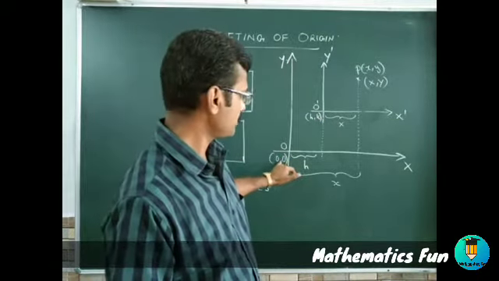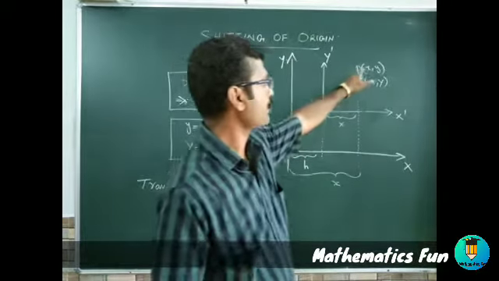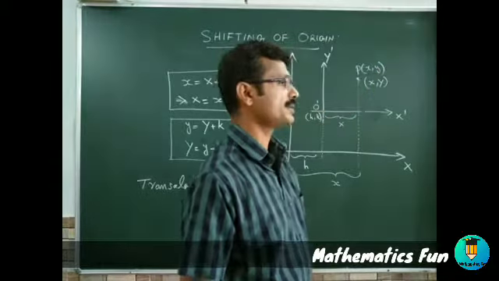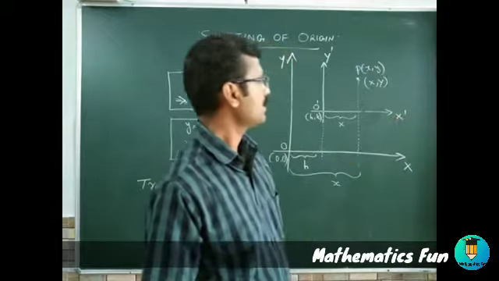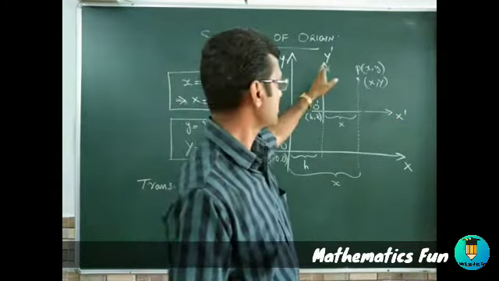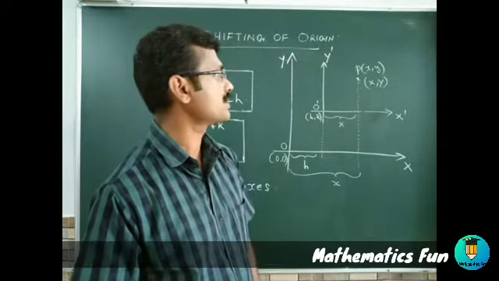So when we shift origin to some other point, what will happen to some point? What will happen to the coordinates of a point with respect to the new axis? And even what will be the new form of an equation with respect to the new axis? This is the thing we are going to discuss in this topic.